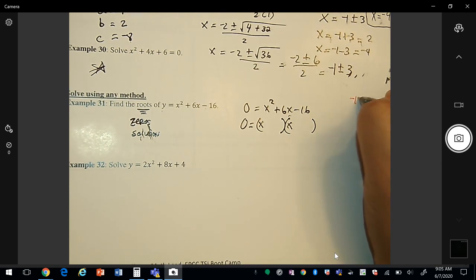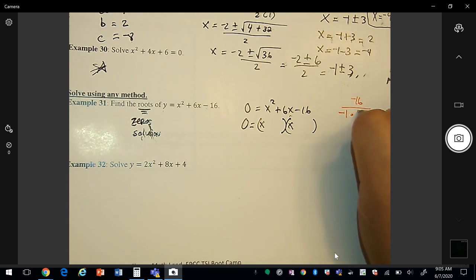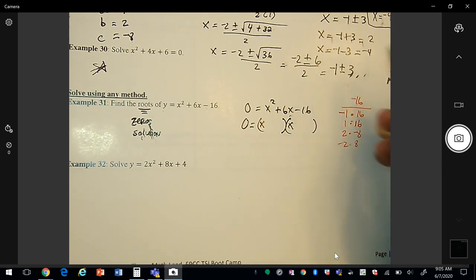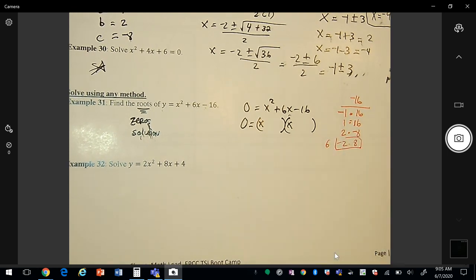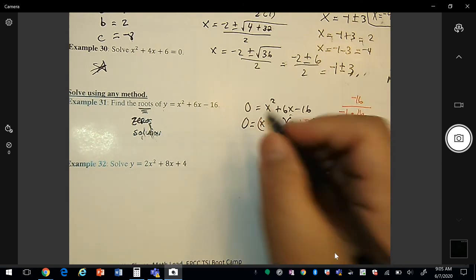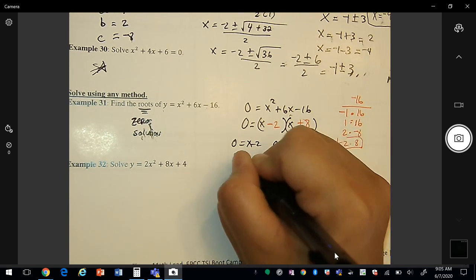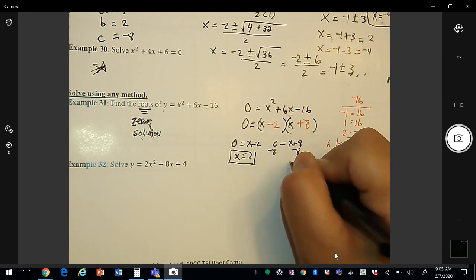Negative 16 can be written as negative 1 times 16, or 1 times negative 16, 2 times negative 8, or negative 2 times 8. We need a 6, so I can see here that negative 2 plus 8 will give me that 6. So I'm going to use minus 2 and plus 8. So now I can set each one equal to 0. Add 2 on both sides, so we get x equals 2, and subtract 8 on both sides.